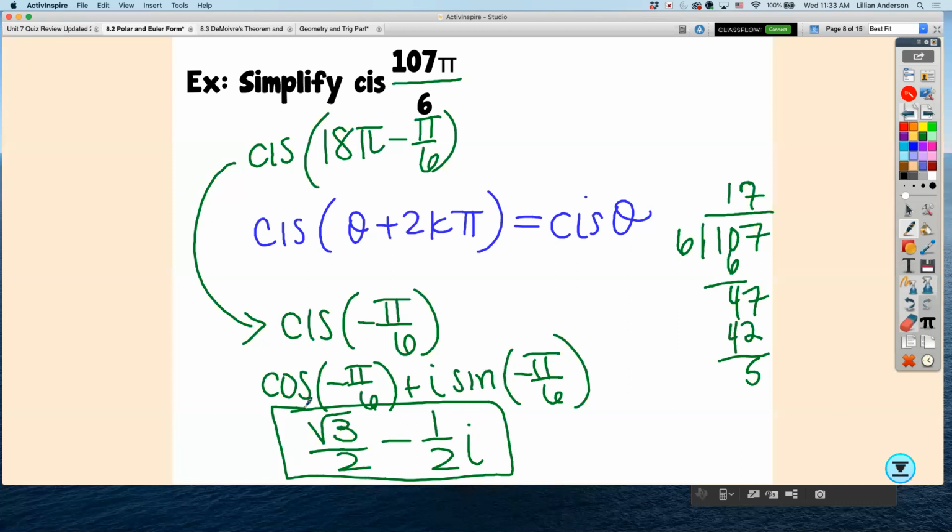Would it be wrong for me to just say square root 3 and then minus 1 over 2? No, you cannot. You could do it like that, but the i would have to be in that numerator. It can be on the side. Questions on the properties?